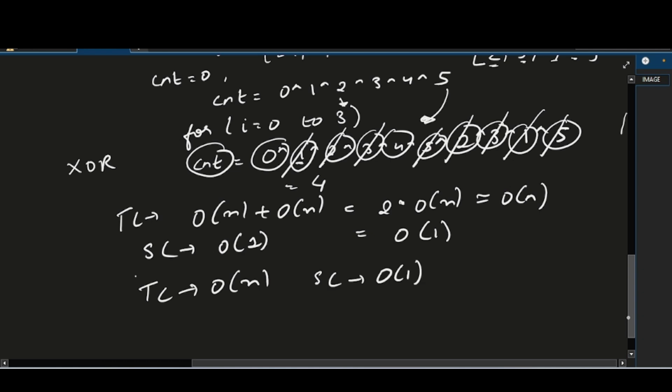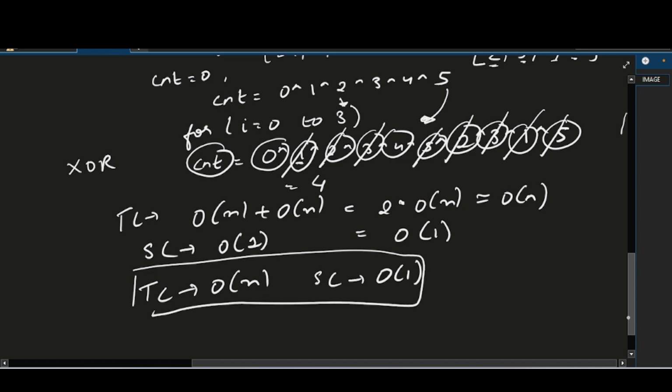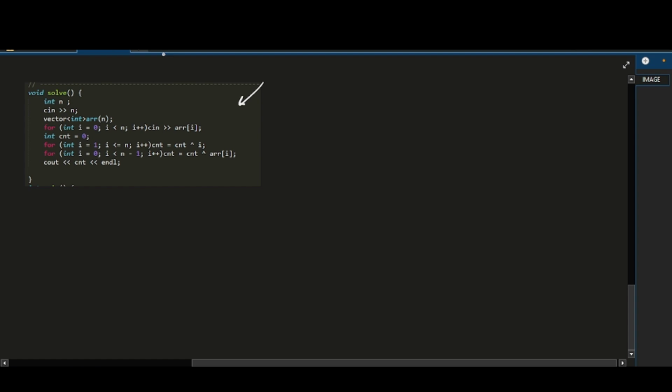So let's get to the coding part. This is going to be the code for the given problem. Over here we are taking the value n, which is going to be 5, and we are taking the input array over here, which was 2, 3, 1 and 5. Next, we have initialized the count variable which is equal to 0, and as I said, from 1 to n, I will say count is equal to count XOR i.